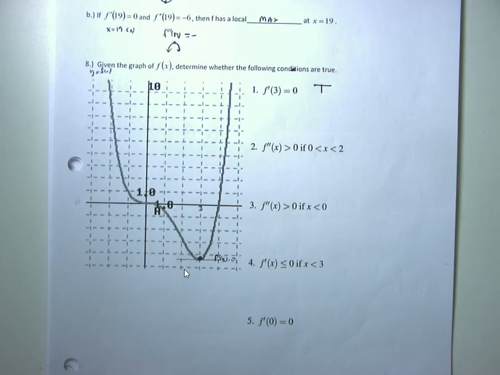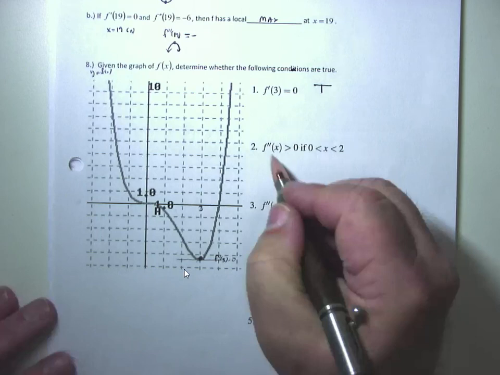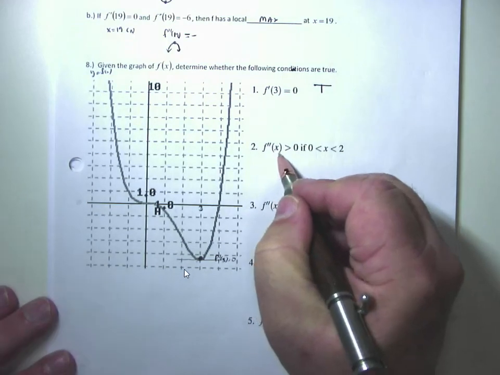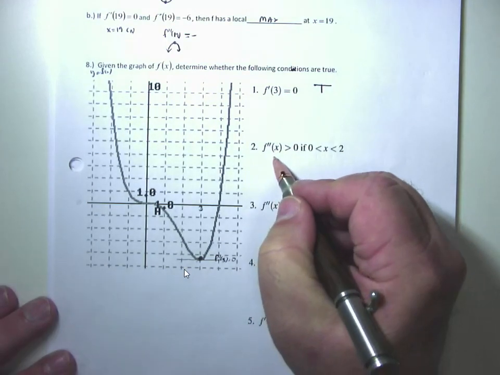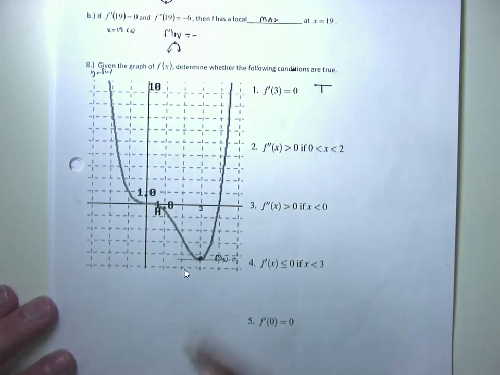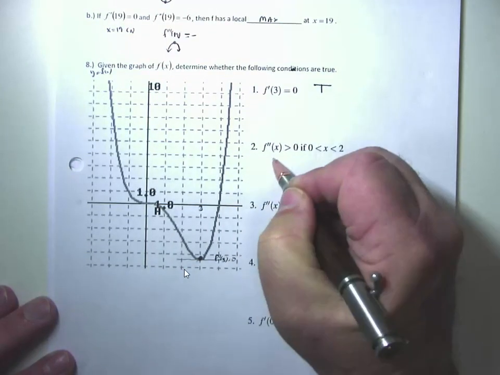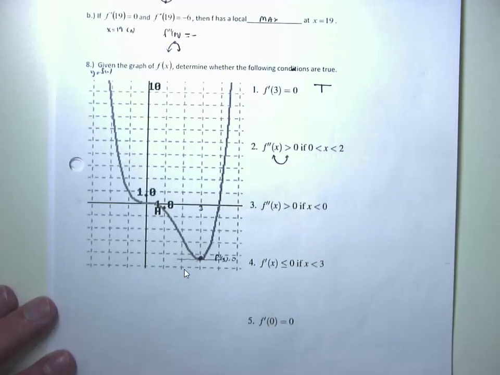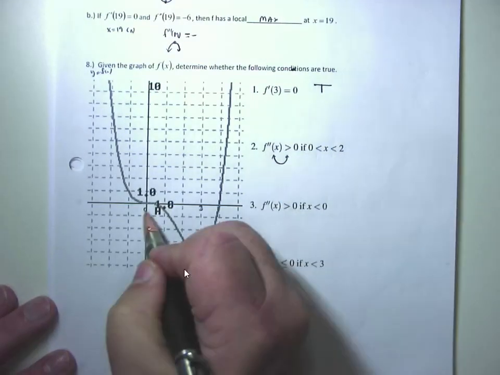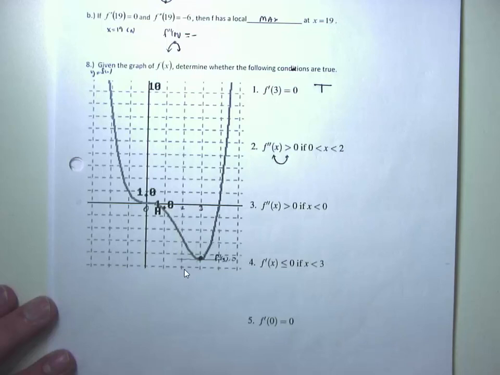F double prime of x is greater than 0 if 0 is less than x, which is less than 2. Now, let's understand the concept. F double prime of x means what? We're doing second derivative, which talks about what kind of concept here? Concavity. So the second derivative greater than 0 means the function is concave up. Is it concave up on the interval between 0 and 2?